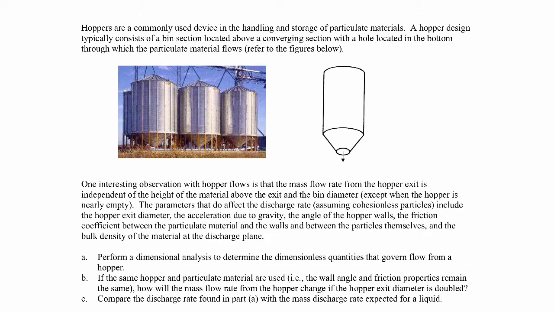Okay, in this example, we are told that we have a hopper. It's a commonly used device in the handling and storage of particulate materials, things like grain, such as the grain silos you hear about, where you might have some corn or wheat stored. The hopper design typically consists of a bin section, the cylindrical portion, all over a converging section, the funnel-shaped part, with a hole at the bottom where the material feeds through.